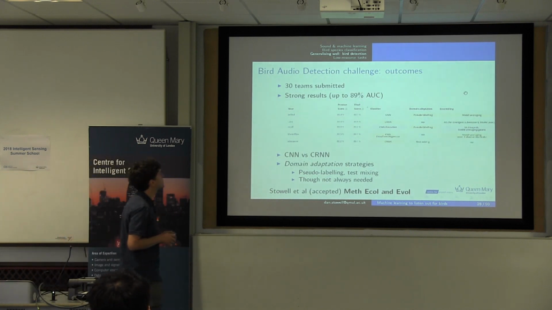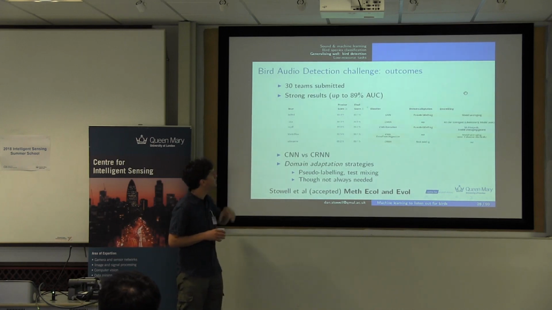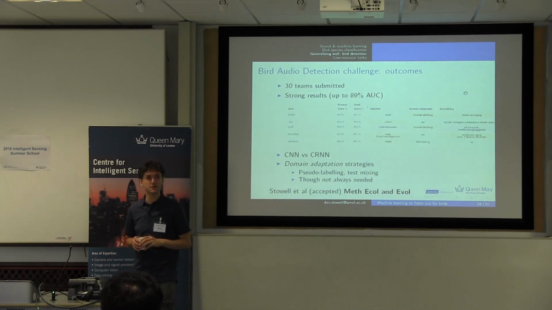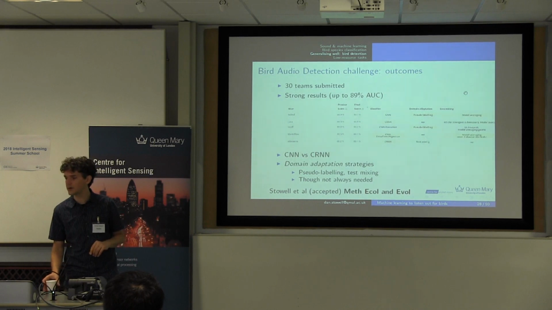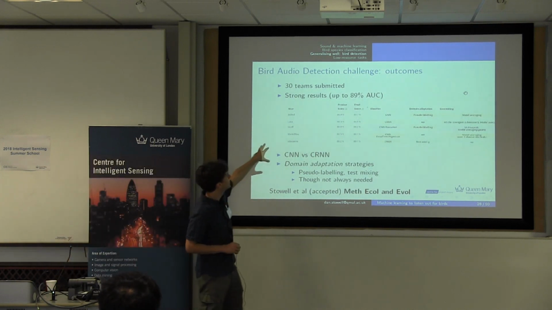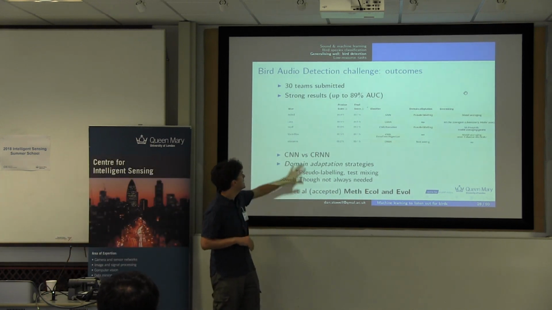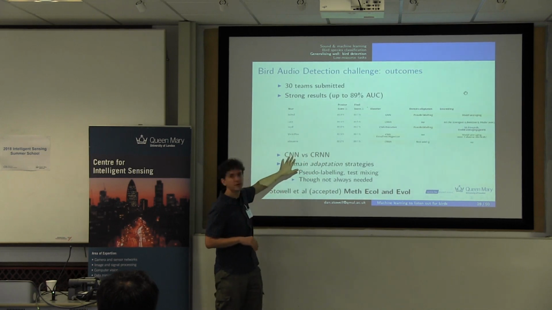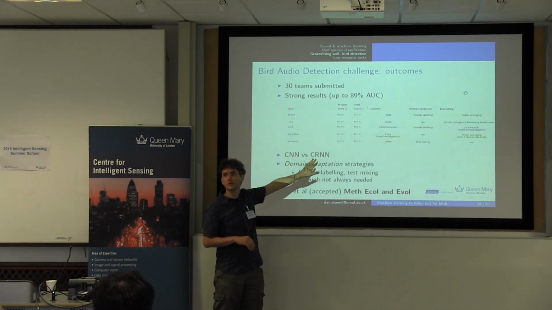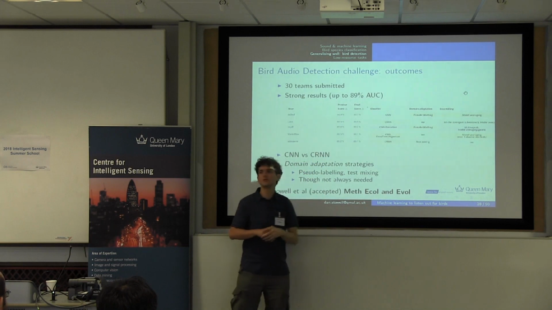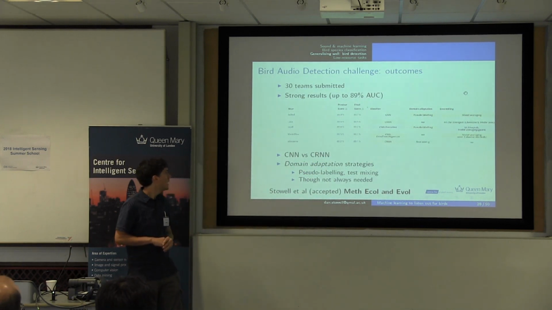So we had some great outcomes. We had a lot of teams submitting and very strong results, actually surprisingly strong results. I was really impressed by this. This table is just the top few. We had, as I said, convolutional neural nets and convolutional recurrent neural nets getting the strongest scores here.